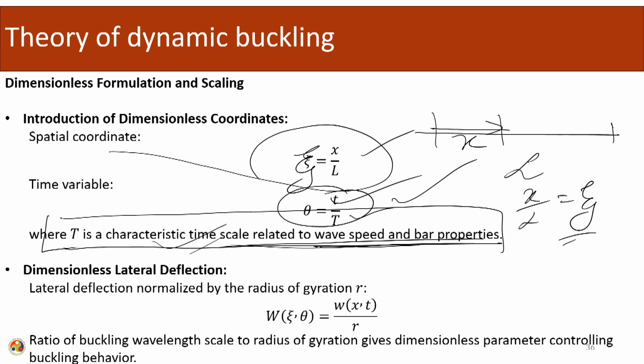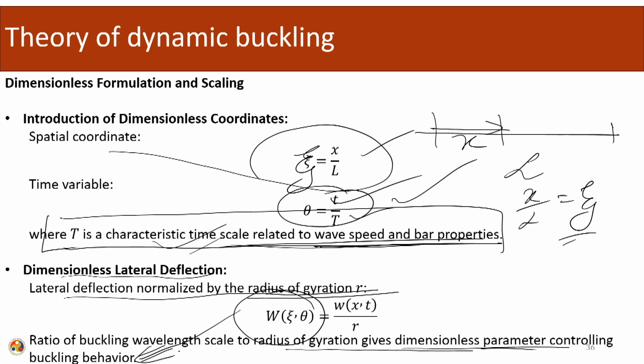Now we will normalize the lateral deflection also. Lateral deflections we are normalizing using the radius of gyration. The ratio of the buckling wavelength scale to the radius of gyration gives a dimensionless parameter controlling the buckling behavior.